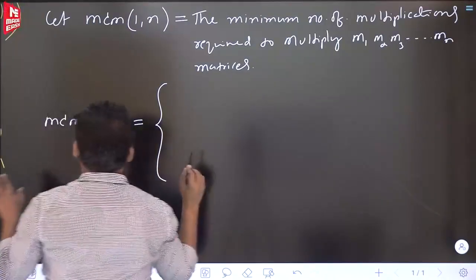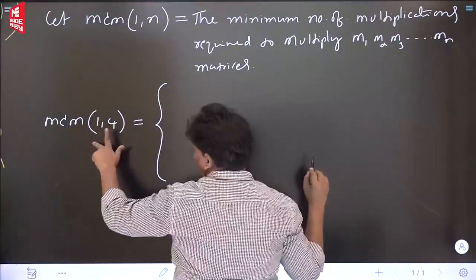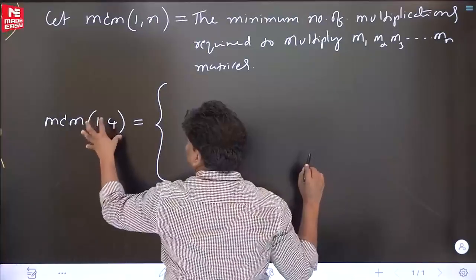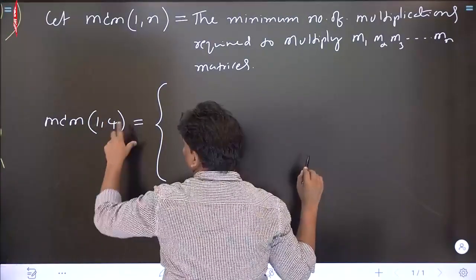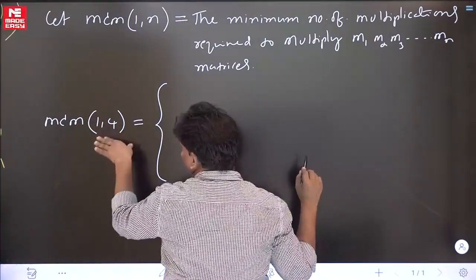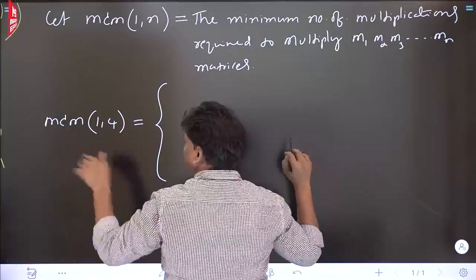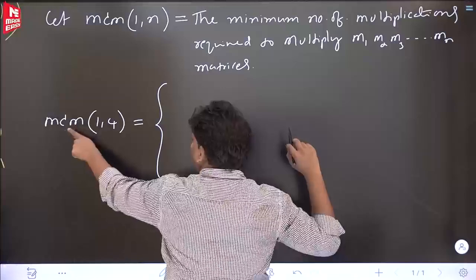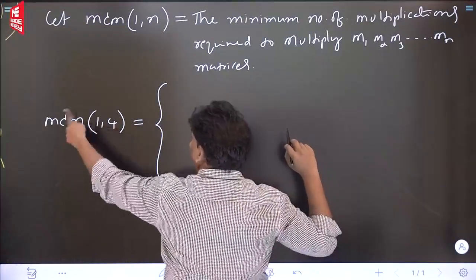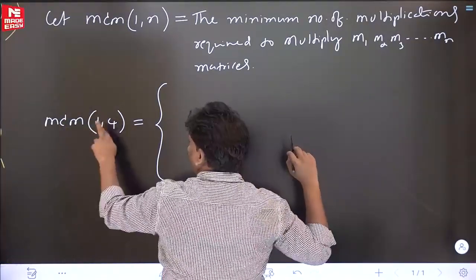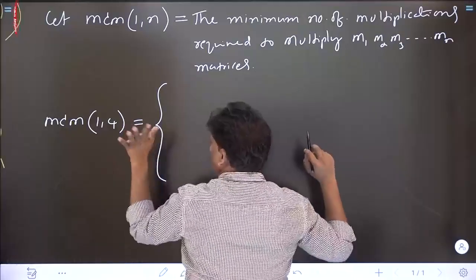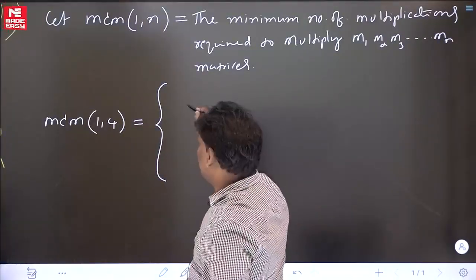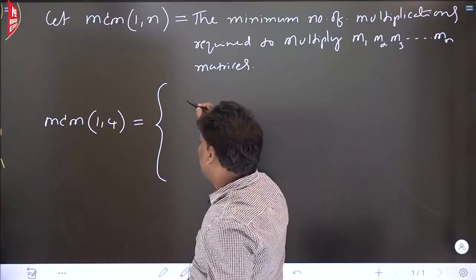everyone knows very well, 4 matrices to multiply because of the associative property. How many ways are there? Top level, see. Don't write everything in one place. Recursion means what? From you to the next level. So MCM of 1 comma 4 means the minimum number of multiplications required to multiply 1 to 4 matrices is equal to, 4 matrices are there. Top level how many ways? 3 ways. Can you say the first way?